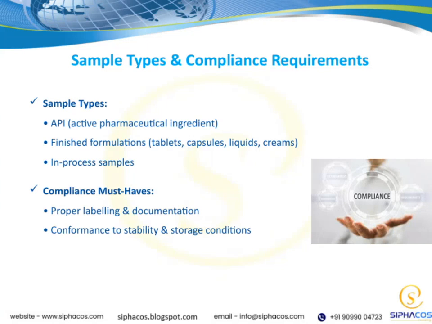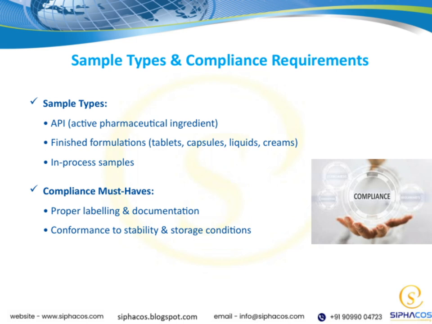Now, let's take a closer look at the different sample types and the compliance requirements we need to keep in mind. First, we have the API, or active pharmaceutical ingredient. This is the core component that provides the therapeutic effect in the medication. Next, we have finished formulations, which include tablets, capsules, liquids, and creams. These are the final products ready for distribution and use. Lastly, we have in-process samples, which are taken during the manufacturing process to ensure everything is proceeding correctly.